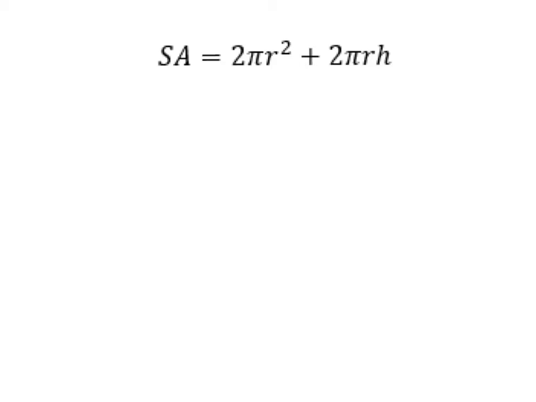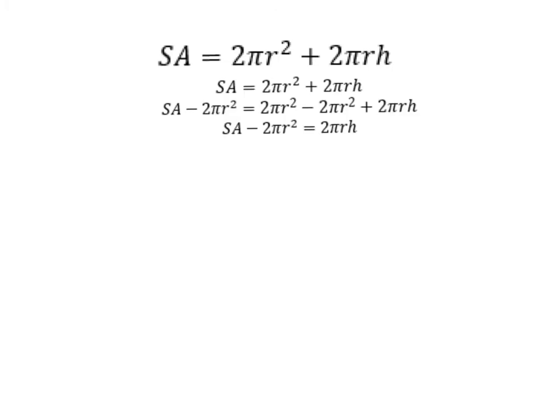In the surface area formula, you can see that 2 pi r squared is being added to 2 pi r h. So, in order to get rid of 2 pi r squared, we must subtract it from both sides. So here you can see I've subtracted 2 pi r squared from both sides.